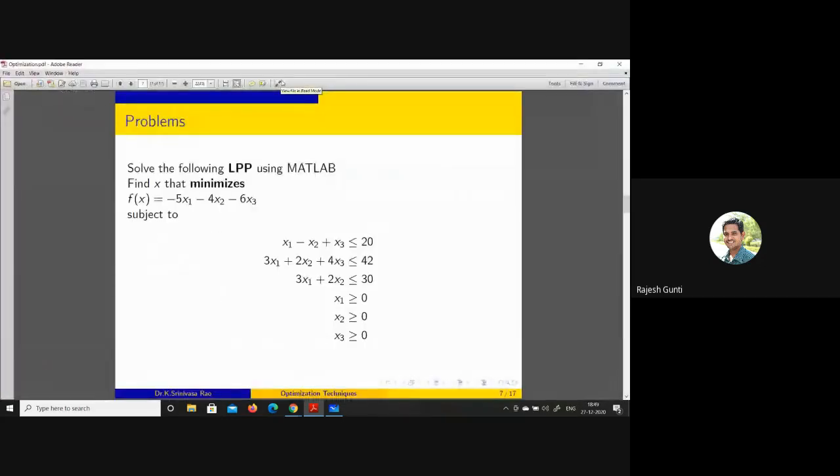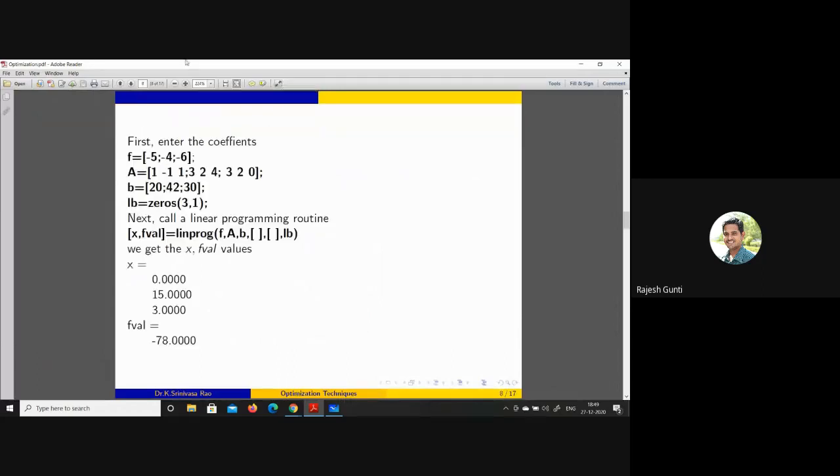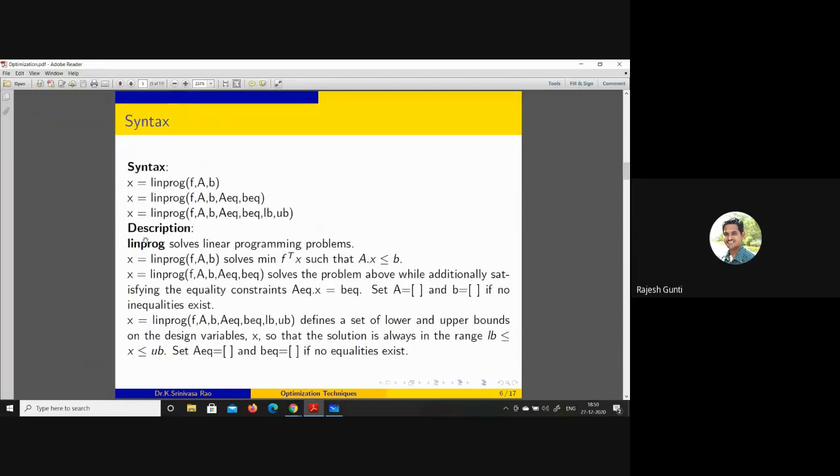We have to write in standard format. Then f transpose, A, B, lower bounds, zeros of 3 comma 1, or 0; 0; 0 later. Not a problem, you can write like that. Here lower bounds are there, capital A, capital B. We are taking this solver, linprog. Why? Because lower bounds are there. Equalities are not there, upper bounds are not there.